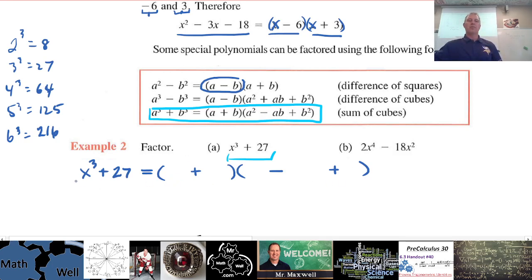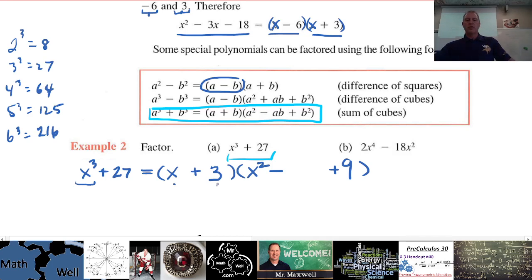So we need to find out what a is. That's the cube root of the first term, which is x. So that's an x, and this is going to be the cube root of 27, which is 3. So that's the first factor in this sum of cubes. Good so far? The rest is easy. Take this value right here and square it. That's going to be x squared. Take the second term in the binomial, square it and put it there. That's going to be 9.